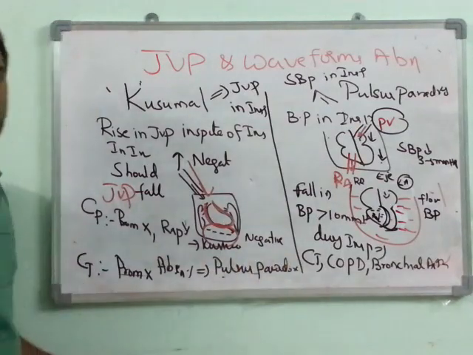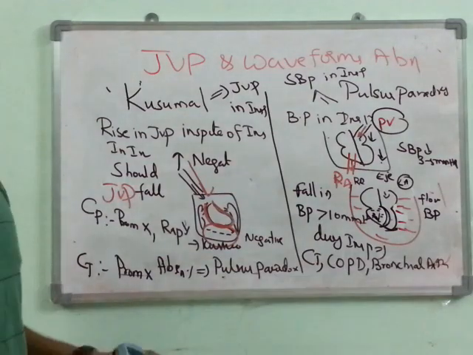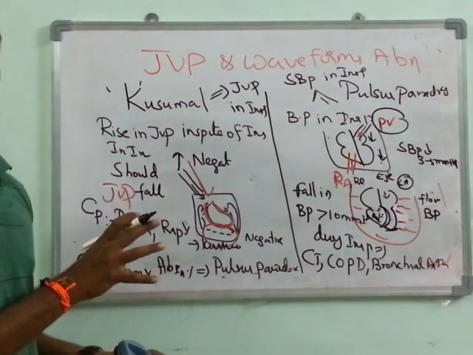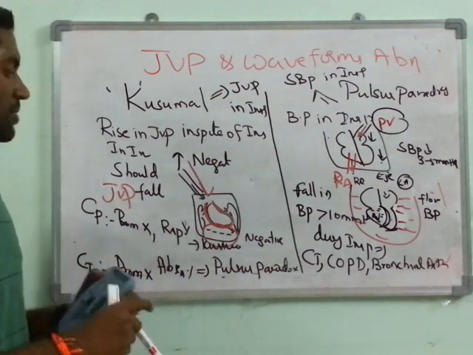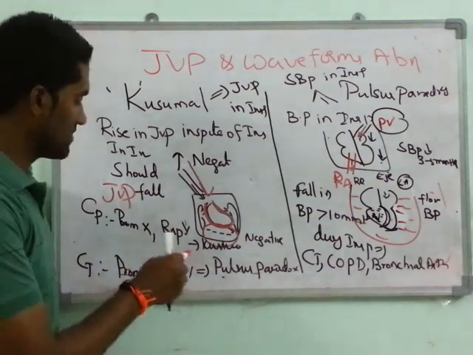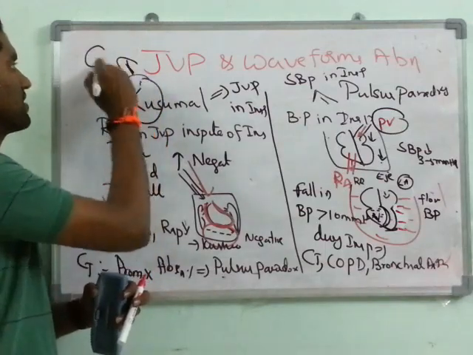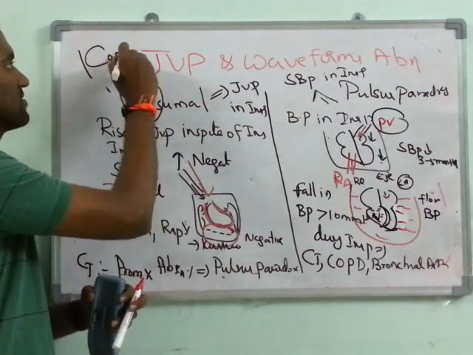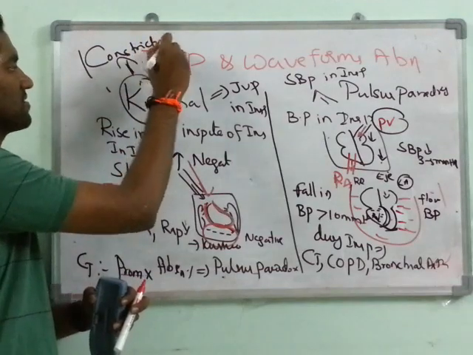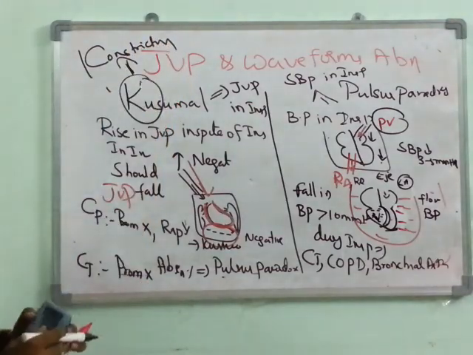The problem is, very rarely pulsus paradoxus can also be seen in constrictive pericarditis. So there will be an overlap, but usually for remembering's sake we remember Kussmaul as a sign of constriction, C and K. Constriction, Kussmaul. So this completes JVP and waves.